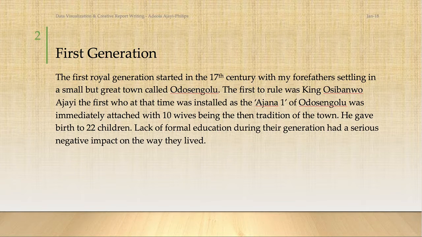The king was King Oshibanwo Ajayi the first, who at that time was installed as the Adeola A1 of Odoshengolu. He was immediately attached with 10 wives, being the tradition of the town. He gave birth to 22 children. Lack of formal education during their generation had a serious negative impact on the way they lived.